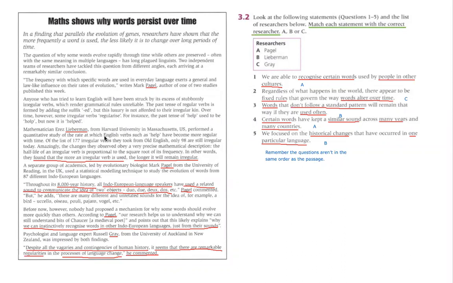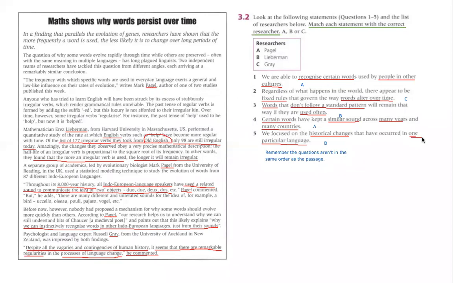Please tell me in the chat box, what is the one particular language that he looks at? It's English, right? And then it says historical changes. So he's mentioning the verbs that they took from Old English. Old English is the historical change. And then he says that 98 of them remain regular today. So this is the historical changes, and the one particular language that he's looking at is English.